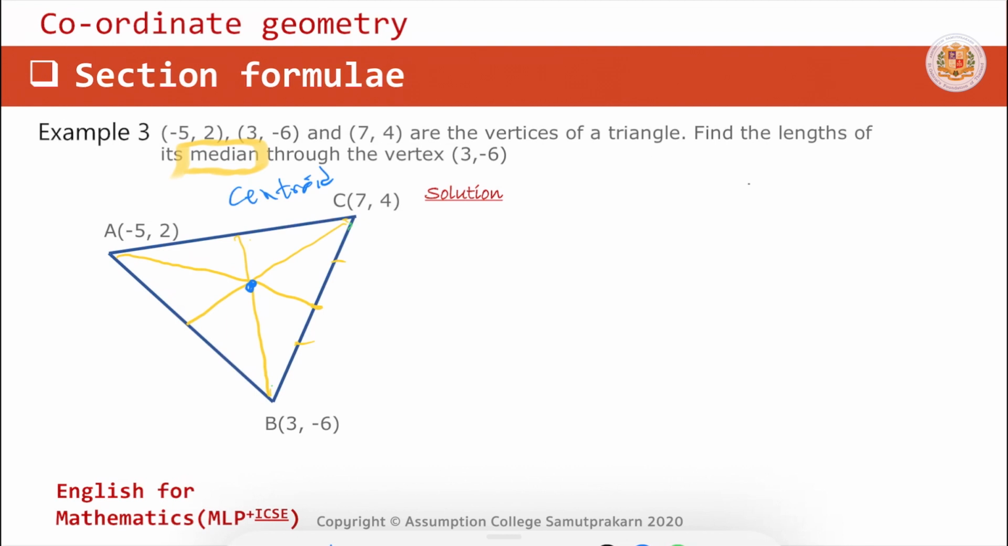Anyway, the centroid divides each median into the ratio of 1 to 2, and also 1 to 2 here, and 1 to 2 or 2 to 1. It depends on which side you come from. Anyway, the question here is: find the length of the median through the point (3, -6). So we're looking at this point right here, and we want to find the length of the median here.